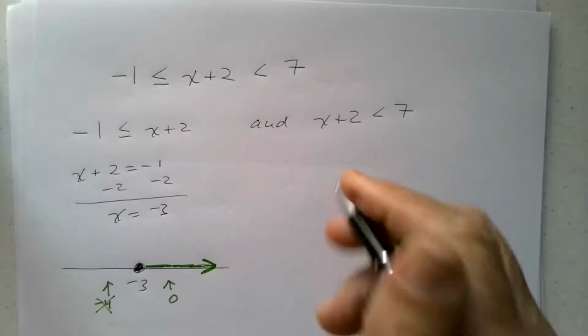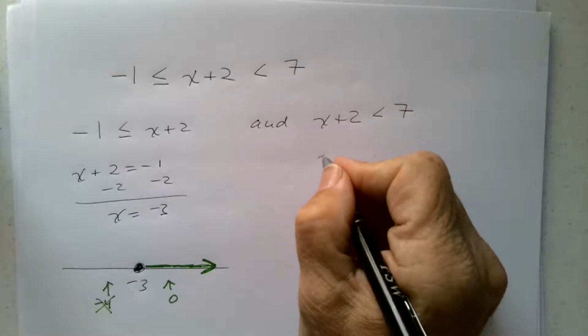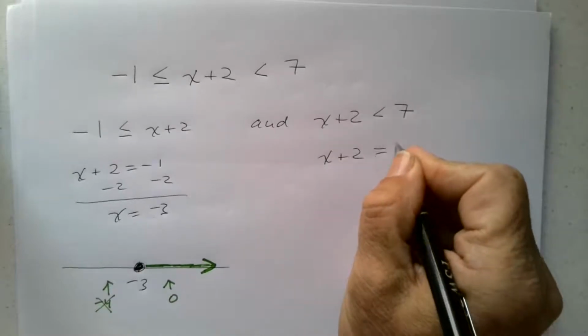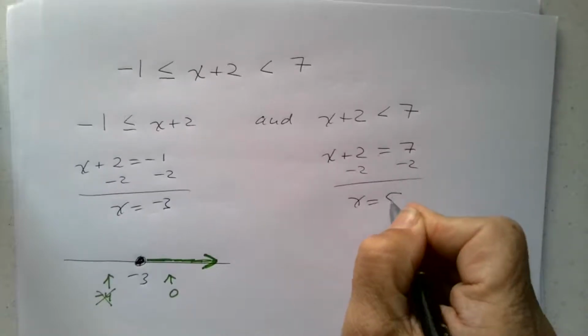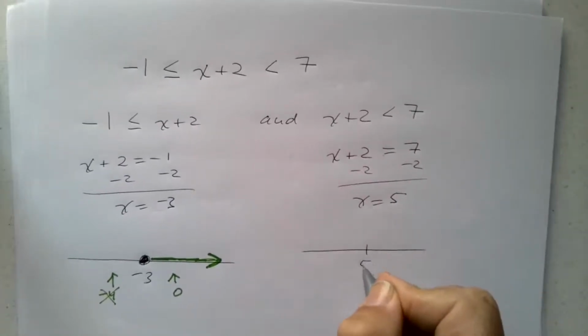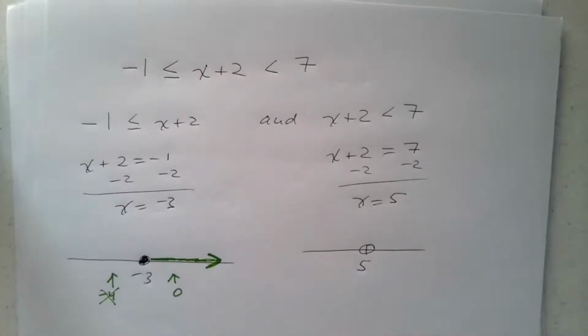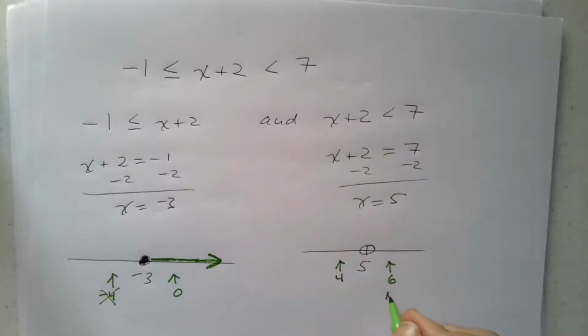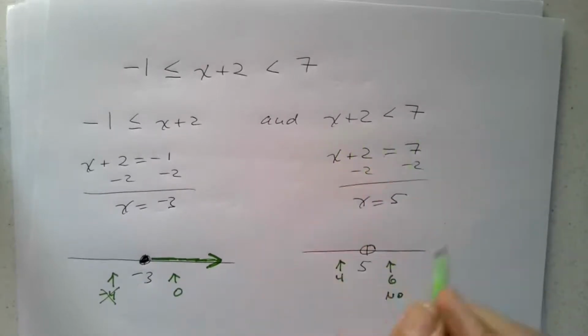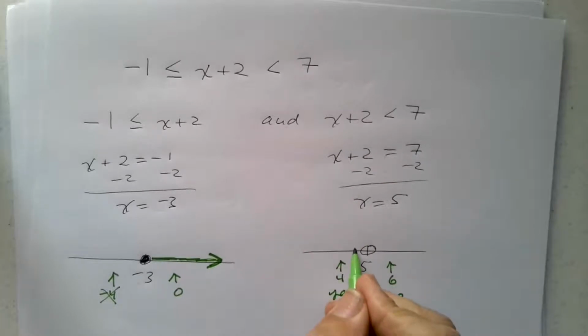Over here, again, x plus 2 less 7. I like to do it as an equal. X plus 2 equals 7, subtract 2, x equals 5. Lay out the number line. It's an open circle this time. And I have numbers on either side. To the left of 5, I might choose 4. To the right of 5, I might choose 6. Are they yes or are they no? Maybe I can do this mentally. Plug the 6 in. 6 plus 2 is 8. Is that less than 7? No. Plug the 4 in. 4 plus 2 is 6. Is that less than 7? Yes, it is. So I'm shading this way.